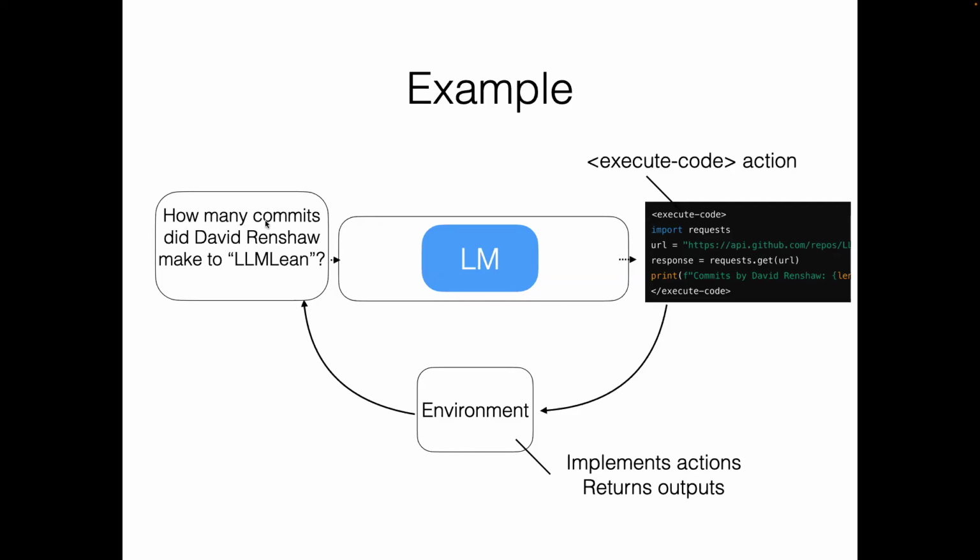As an example, let's say we want to find out how many commits from this person to this repository, LLM lean. Then here the language model could output this code, and you could see it's wrapped in this kind of identifier. This says that this is some action that the environment should execute. Your environment would then execute this code and return the output to the agent. Then the agent would go to the next step, and maybe it reads the output and the number of commits is there. So that's the basic idea.